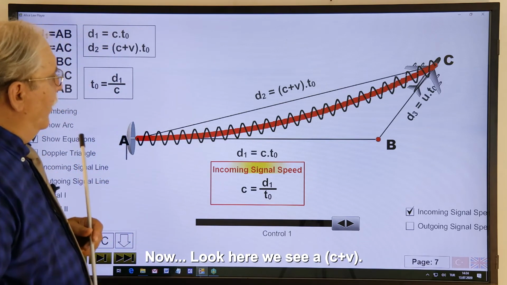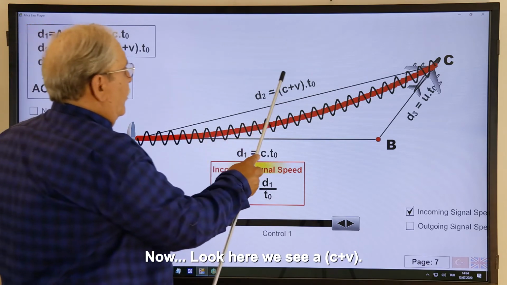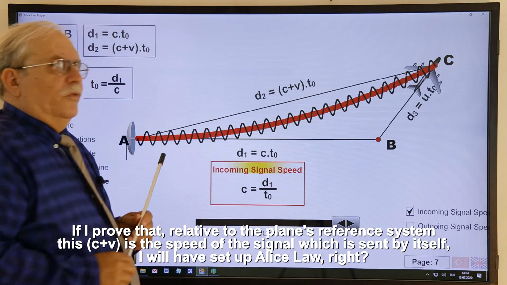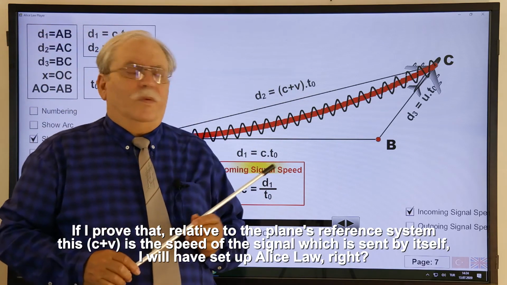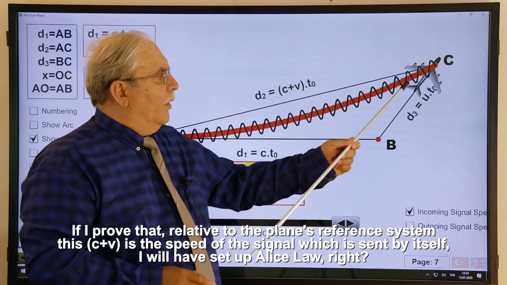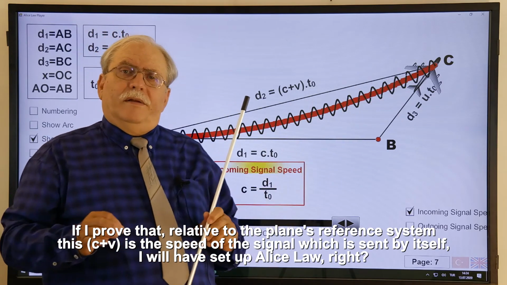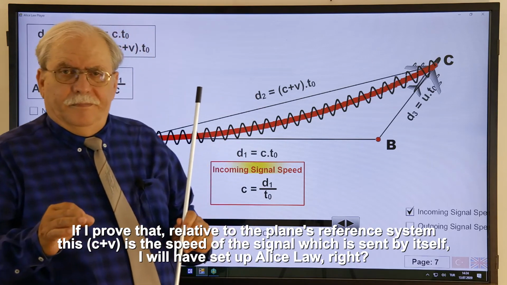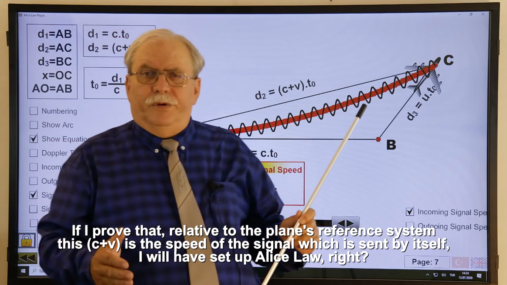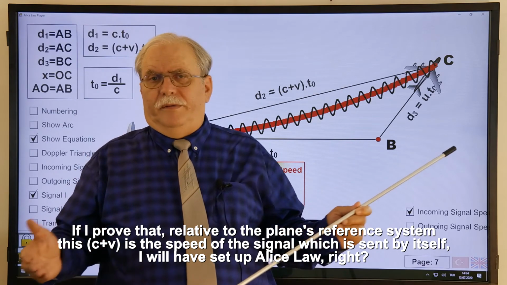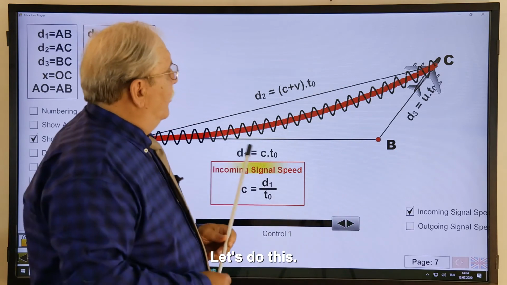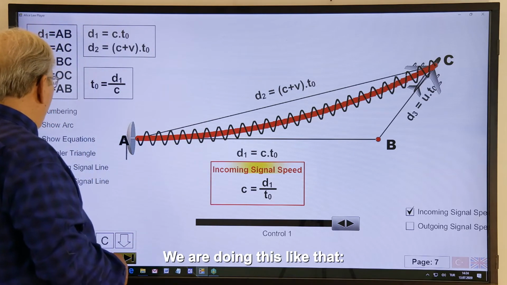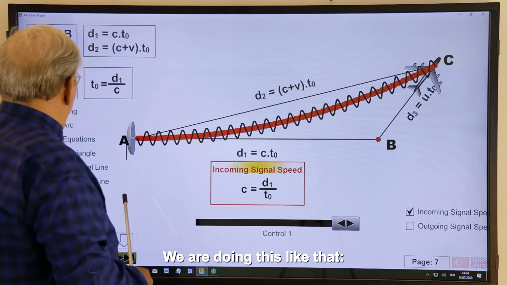Now, look here, we see a c plus v. If I prove that, relative to the plane's reference system, c plus v is the speed of the signal which is sent by itself, I will have set up Alice's law, right? Let's do this. We are doing this like that.